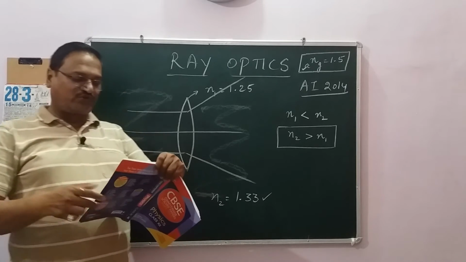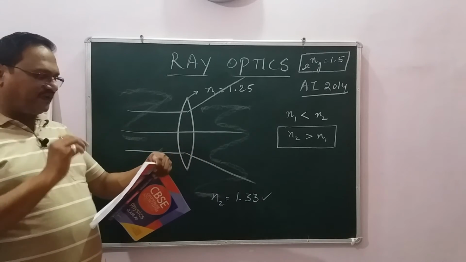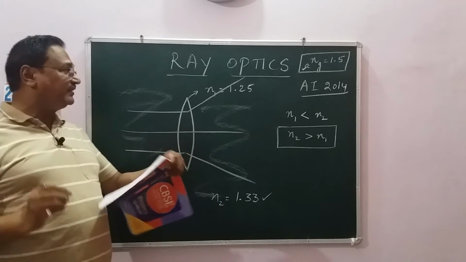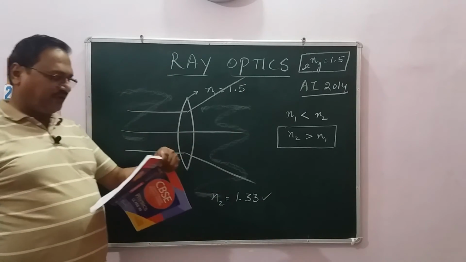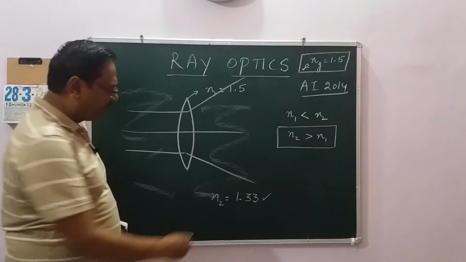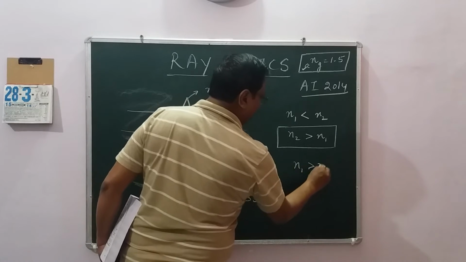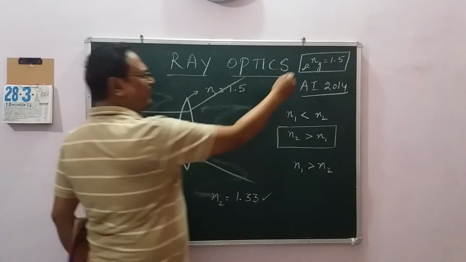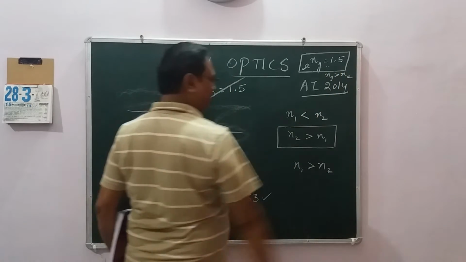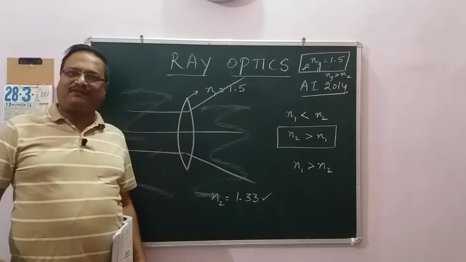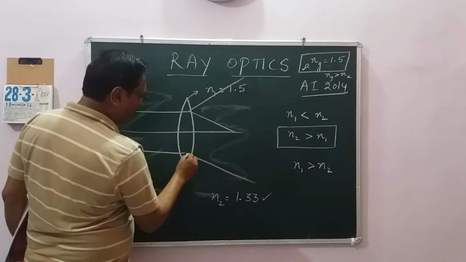The same 2014, maybe in set 2, this question has been asked. A biconvex lens is made up of a transparent material of refractive index 1.5. Further, it is immersed in water of refractive index 1.33. Now look at it. N1 is greater than N2. This is a very simple case because that is always the case: the refractive index of the glass is greater than that of the air. So how will it behave? Very simple. It will behave like a convex lens only. That means it will converge.